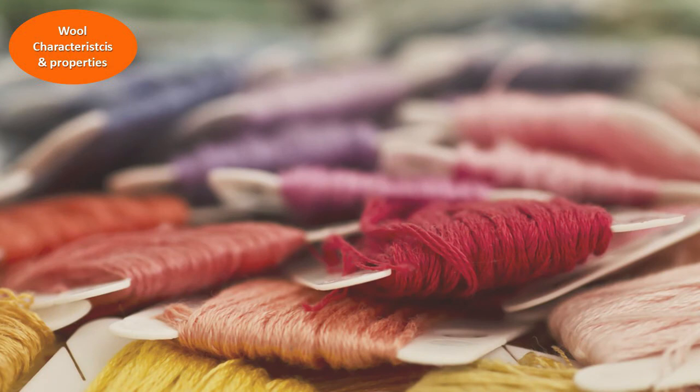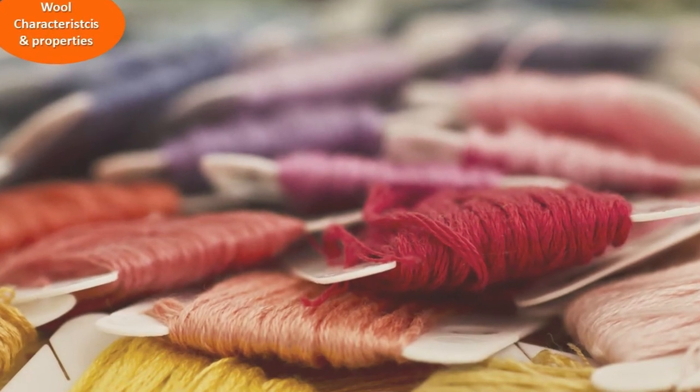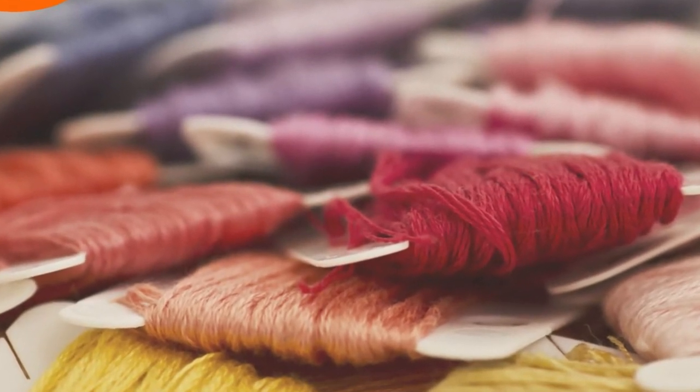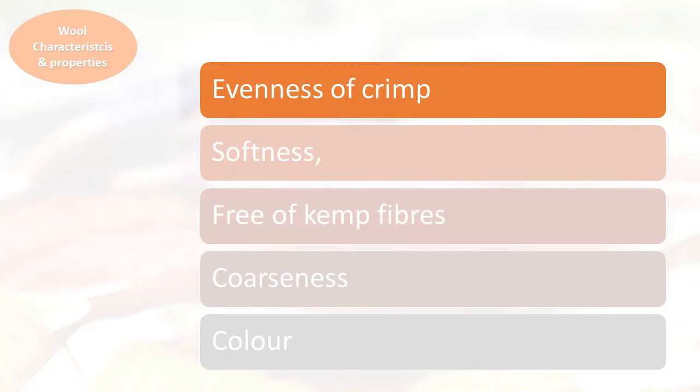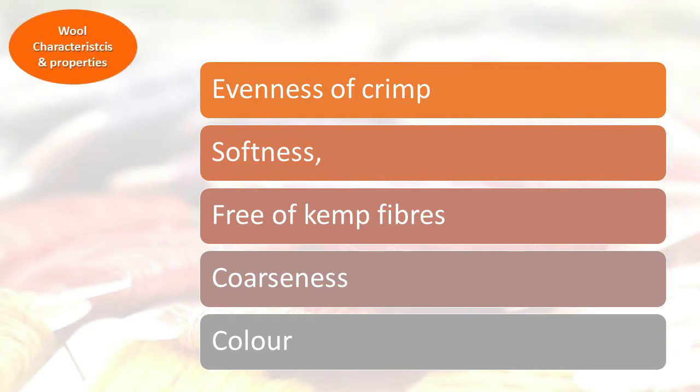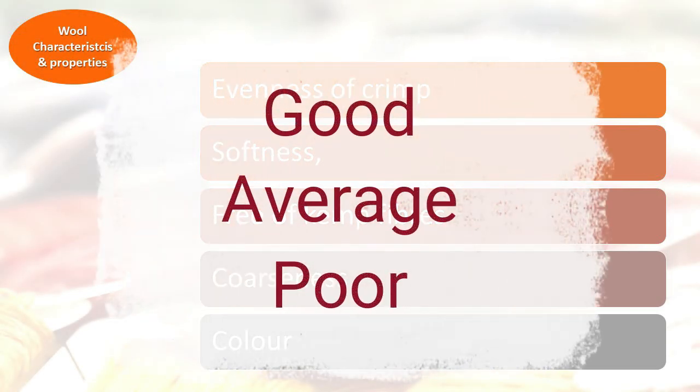Wool varies from the superfine merino to coarse hairy wools. The superfine merino wool produces a fiber similar to cashmere, which is a very high luster fiber. Quality of raw wool depends on evenness of crimp in wool, softness, being free of kemp, coarse and colored fibers. Quality plays an important role in determining the fineness. The finer the fiber, the better the quality of the wool. Quality can be classified as either good, average or poor.